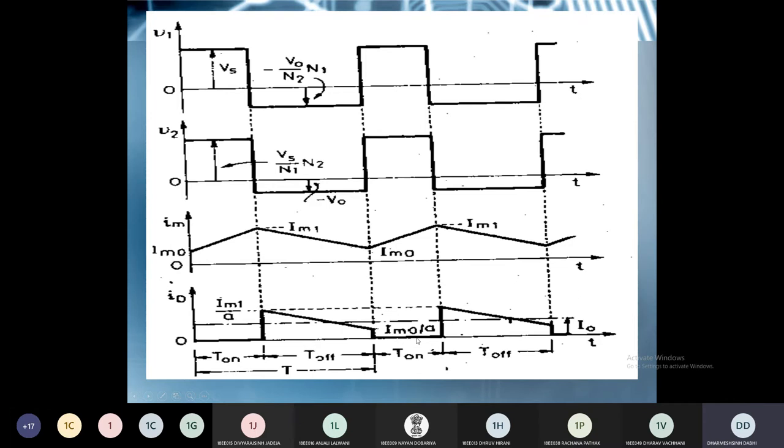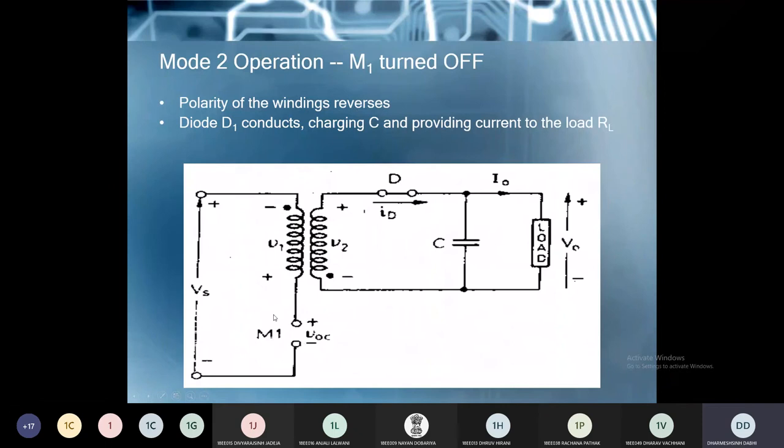Now you can see that the diode current also becomes zero in the on time. Again it increases in the off time and decreases, because of the same linear nature as the magnetizing current of the transformer. So this is the waveshape of the primary winding voltage, secondary winding voltage, magnetizing current of the transformer, and this is the diode current. This happens at a very high frequency. This frequency depends upon the switching frequency of this switch, power MOSFET, or whatever switch you use.